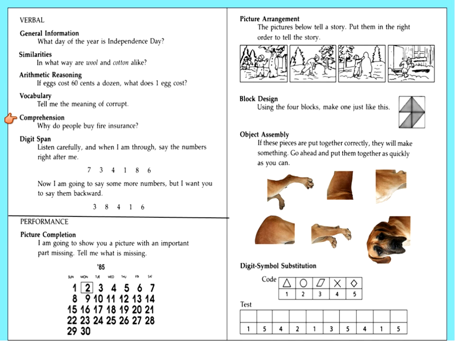Tell me the meaning of corrupt. So there's a vocabulary section. There's a comprehension section, right? This is sort of logical reasoning. Why do people buy fire insurance? Why do we need to put a stamp on a letter? Okay. And then we've actually got a memory section.